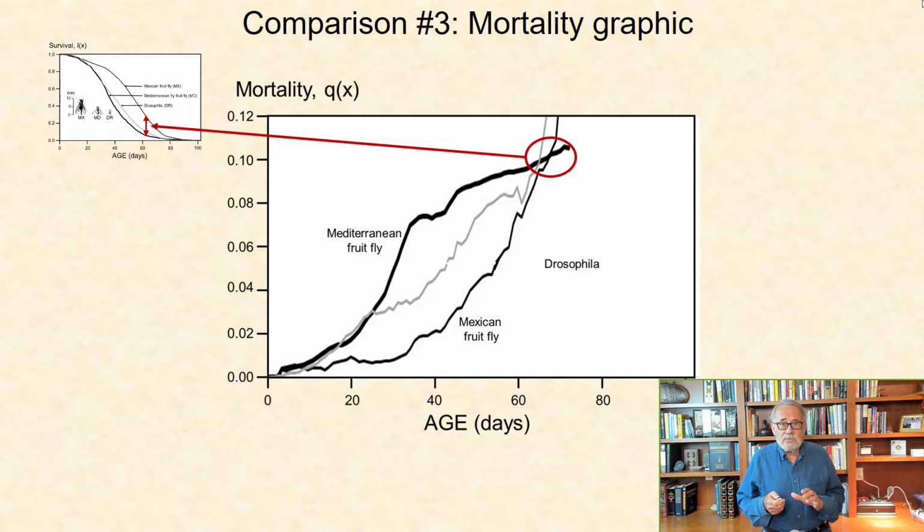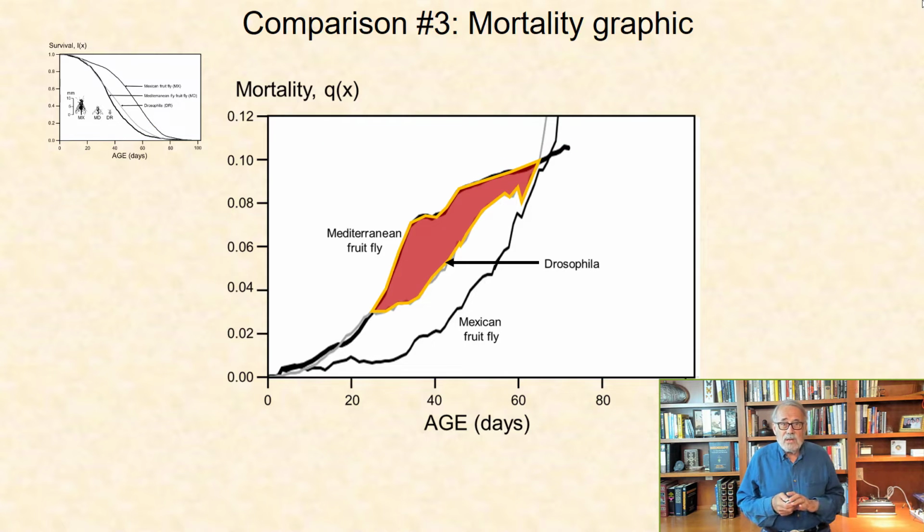Mortality schedule differences between the Mediterranean fruit fly and Drosophila are shown here, where they are essentially superimposed as they increase at the same rate for the first 3 weeks. However, the rate of change with age in mortality for Drosophila then decreases and thus departs from the mortality schedule for the Mediterranean fruit fly that continues to increase at a relatively high rate with age.